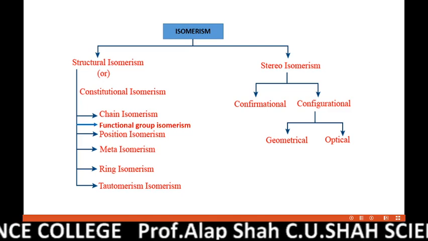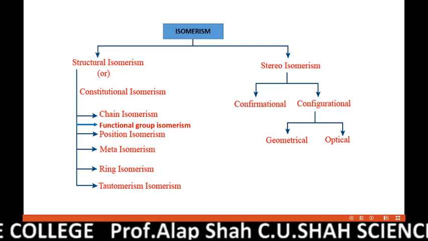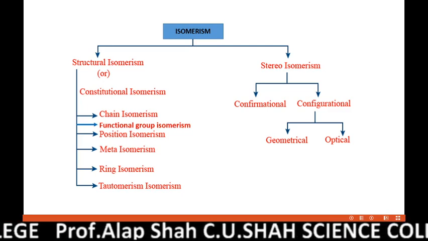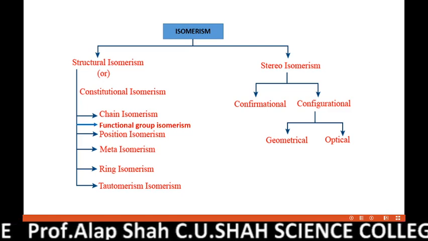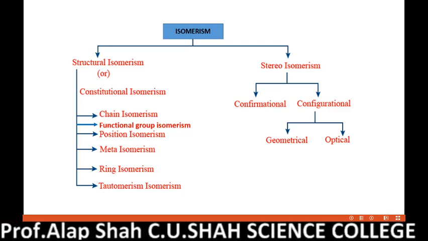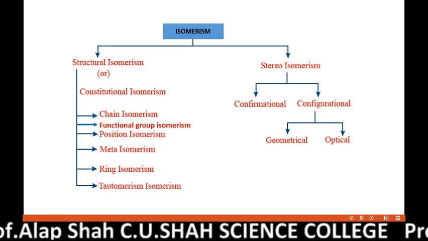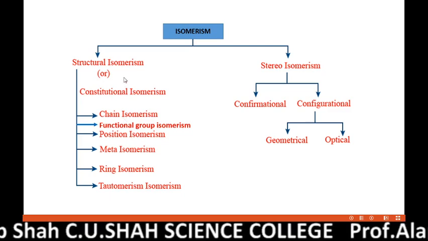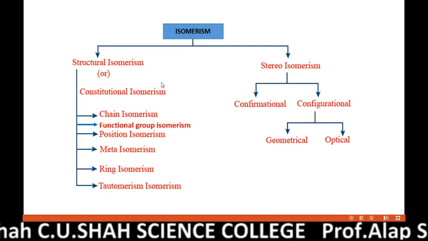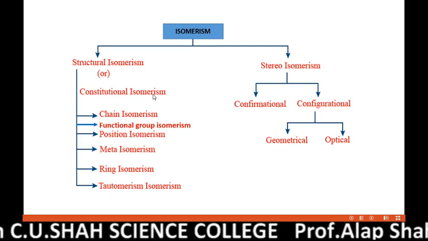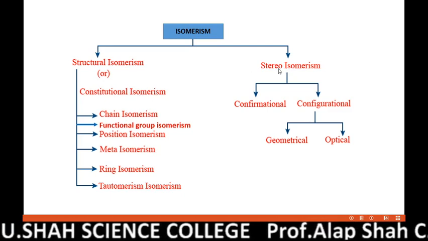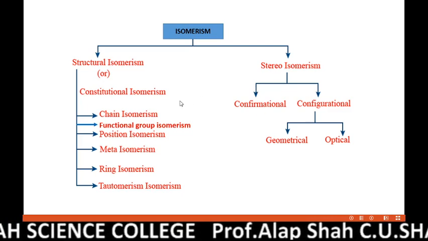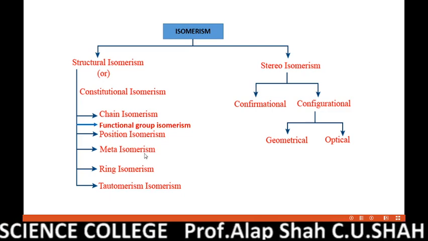Isomerism and isomers. Compounds with the same molecular formula but different structural formula are known as isomers of each other, and this phenomenon is called isomerism. Isomerism can be classified into two major classes: structural isomerism, also called constitutional isomerism, and stereoisomerism. In this chapter, we are more interested in this one, but quickly let's discuss all these isomerisms.